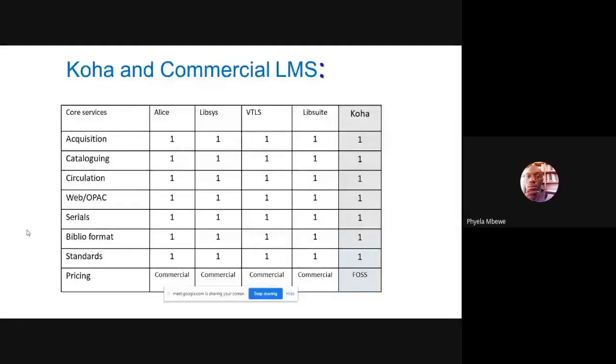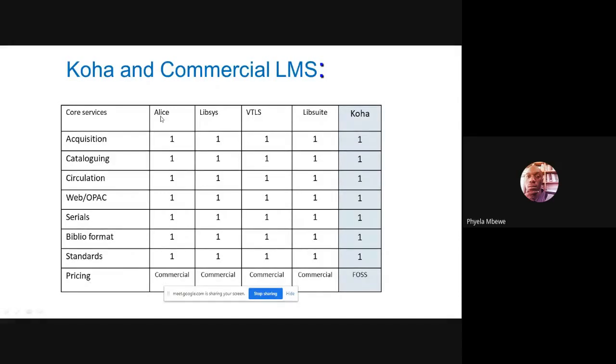So here we just had a bit of a comparison of some of the features that would normally be expected in your library: acquisition, cataloging, circulation, and then the OPAC, which we will briefly mention as we go along. Then the serials, also known as serial management, biblio format, and then standards, whereby your system is following some of the global standards. The last one's not a service, but it's just part of the comparison.